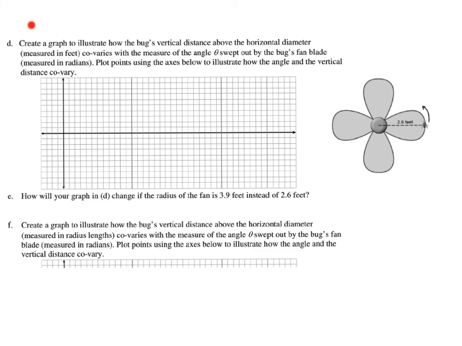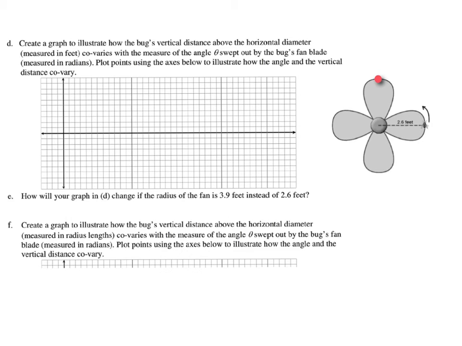In Part D, when you graph the values of the quantities of interest, place values for the measure of the angle of rotation measured in radians on the horizontal axis, and place the values of the bug's vertical distance above the horizontal diameter in feet on the vertical axis. Remember that when the angle of rotation is pi over 2, we see that the bug is at its maximum height above the horizontal diameter, which is 2.6 feet.